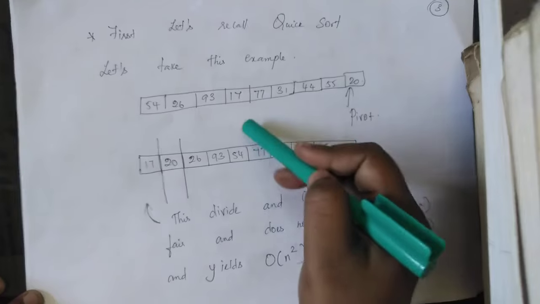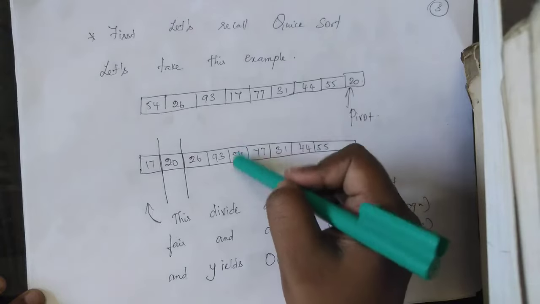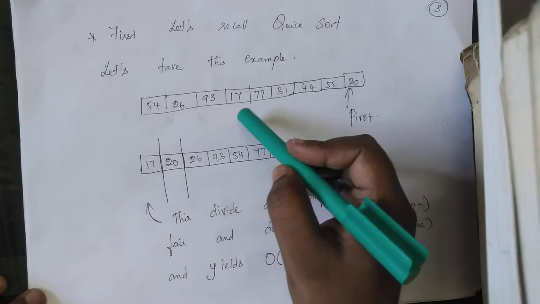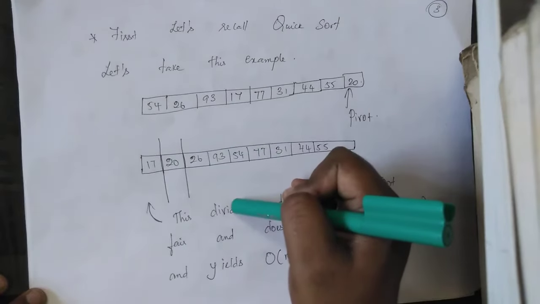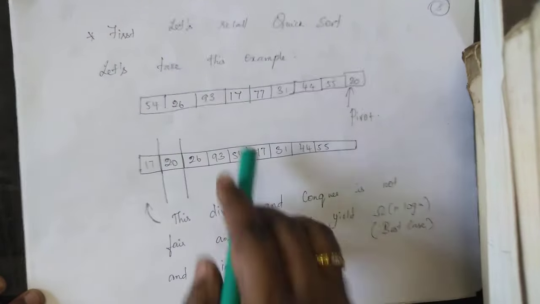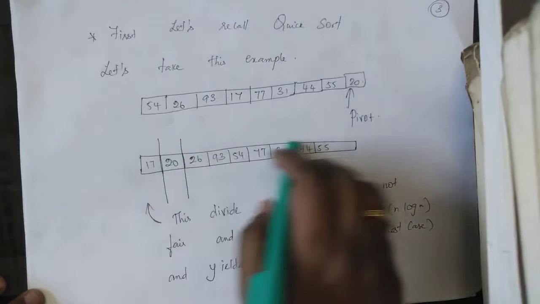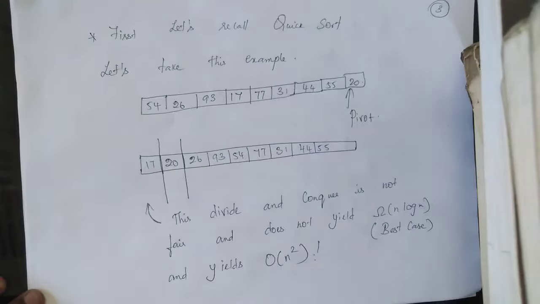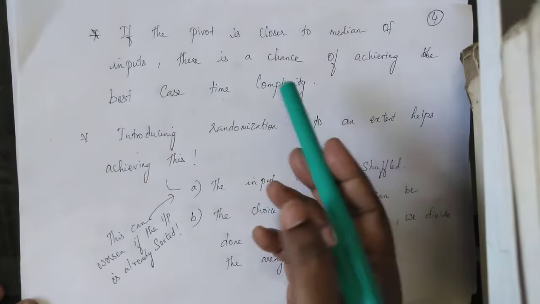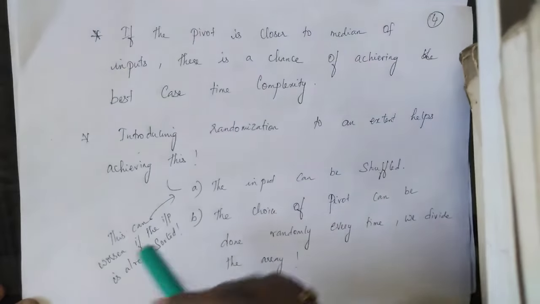When we are able to find a very good partition, that means the pivot is close to the median of the elements present in the array. When the division is happening exactly at the middle, or at least close to the middle, we can achieve this n log n time complexity. That's where the deterministic quicksort fails to achieve this best case in these kinds of input scenarios. When the pivot is close to the median of the inputs, or it is exactly the middle element, then we have the chance of getting the best time complexity.